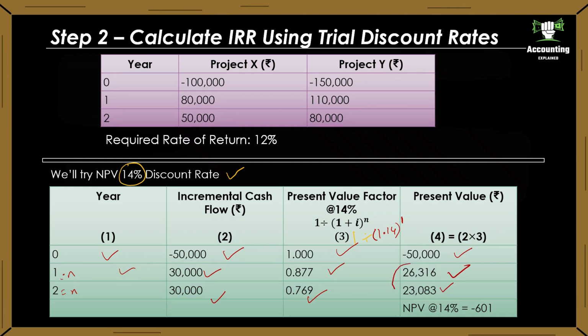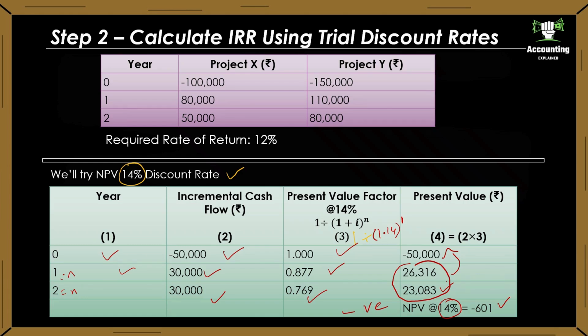Now we are going to add the present value of cash inflows and deduct it with the outflow. So 26,316 plus 23,083 minus 50,000 gives you minus 601. So you have got now negative NPV. Now we have got the lower interest rate, positive NPV, higher interest rate and negative NPV. Just incorporate all these values in the formula, you will get incremental IRR. So let's go and apply this in the formula.